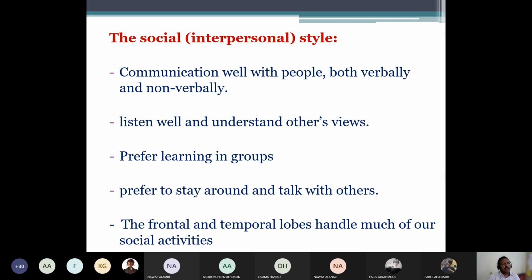They will always be moving around. They are not sitting in a chair reading books. They will be moving around and observing things. So they are called social learners or interpersonal learners. And again, in the brain, the frontal and temporal lobes are important for this type of learning.